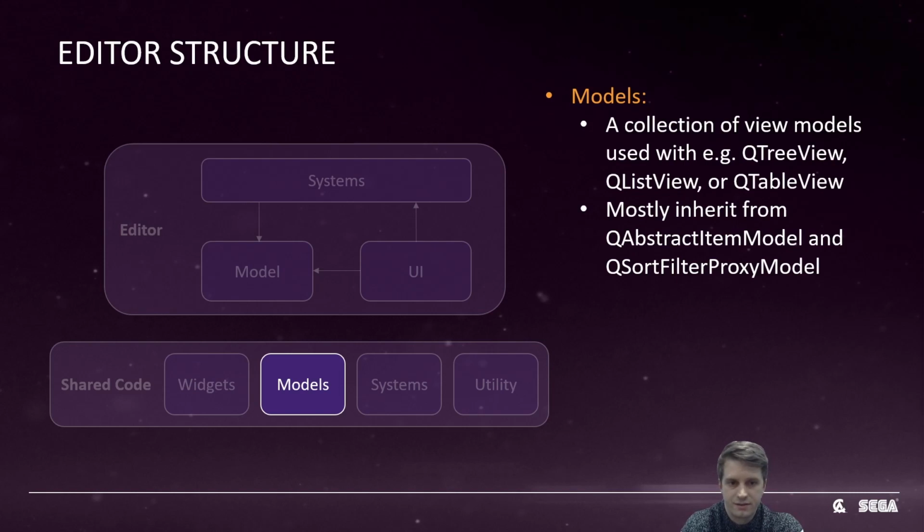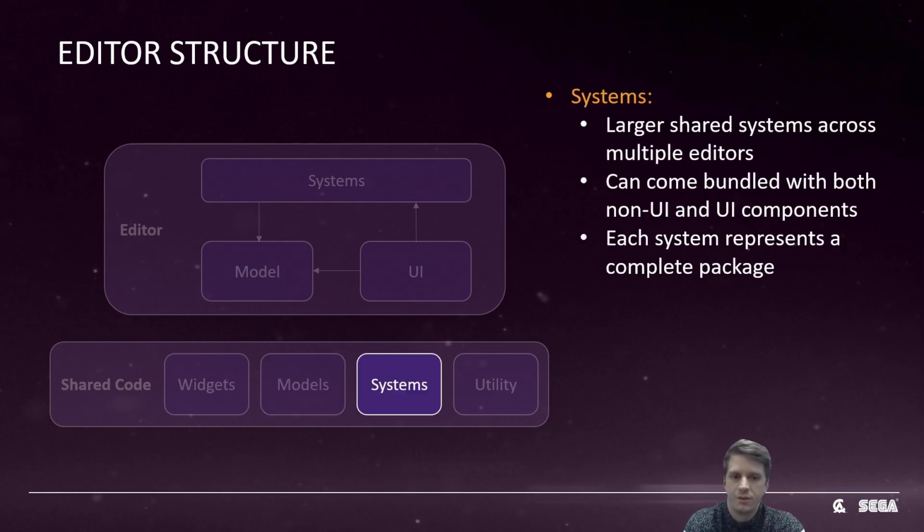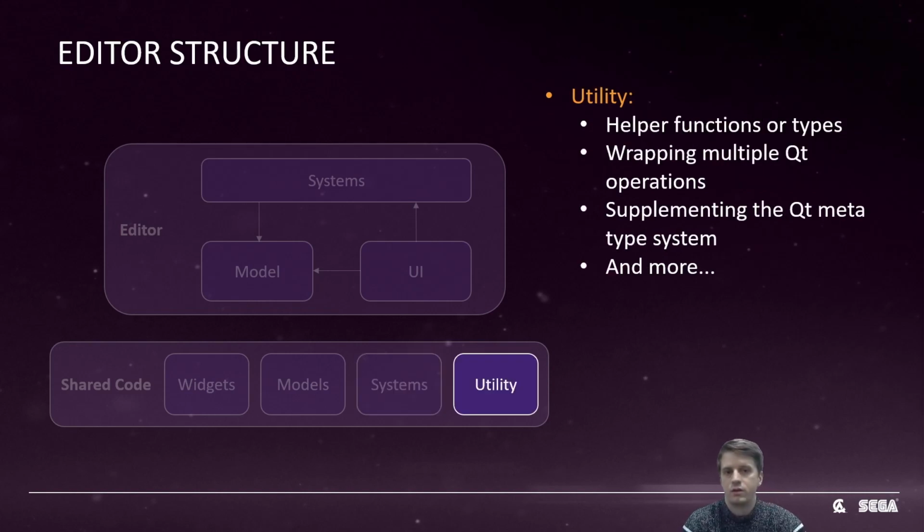Also, our editors make extensive use of the Qt view models, and sometimes these are generalized and shared across editors. One example of this could be a tree model that represents the virtual file system that we use. Sometimes we are also able to abstract entire systems for use across editors. One example of this is a collection of widgets and view models that are used to interact with the entity component system that some of our editors use. I will also show some of this later. And finally, we also bundle up things like our extensions to the Qt metatype system and other things into this shared library.